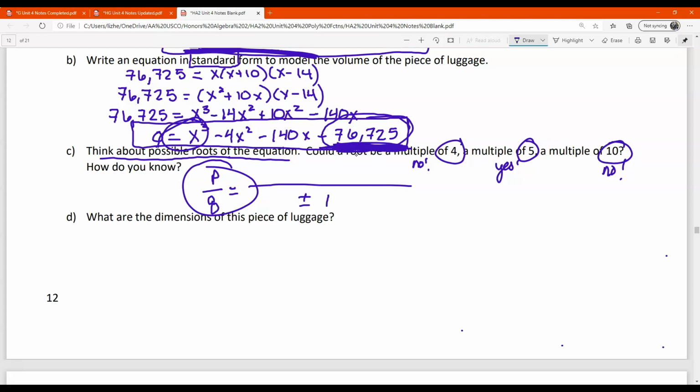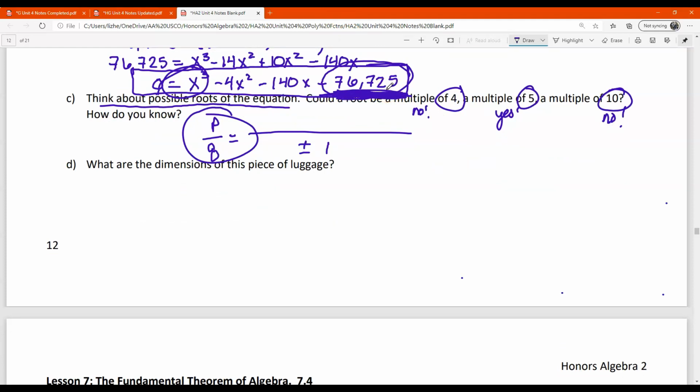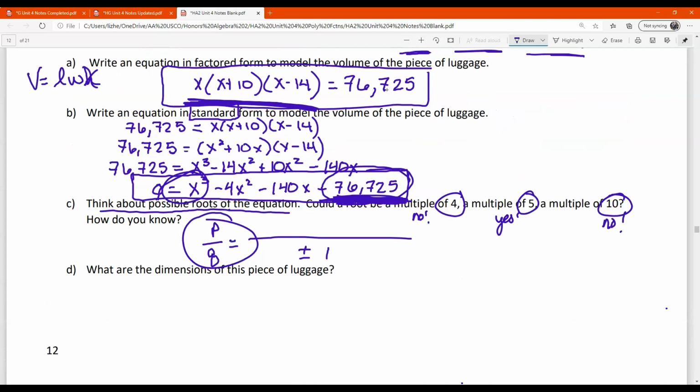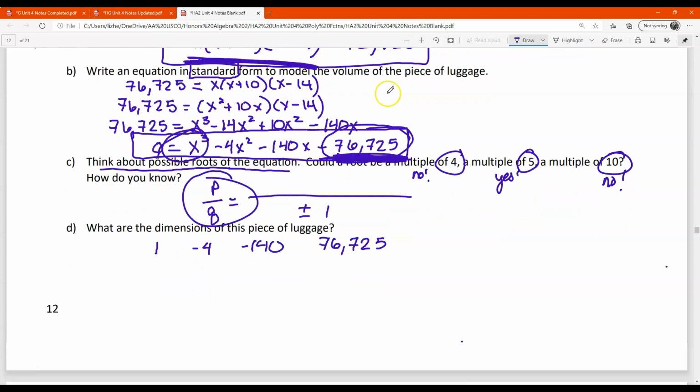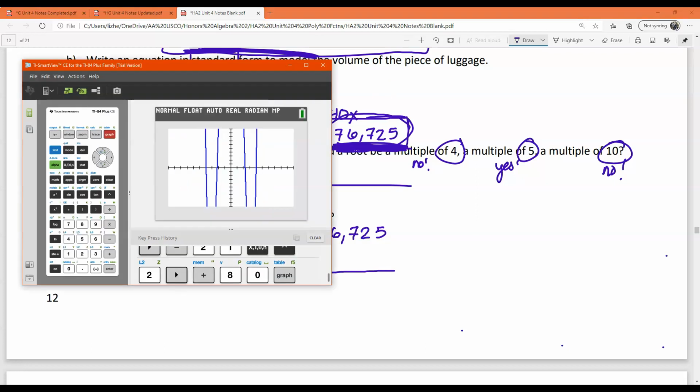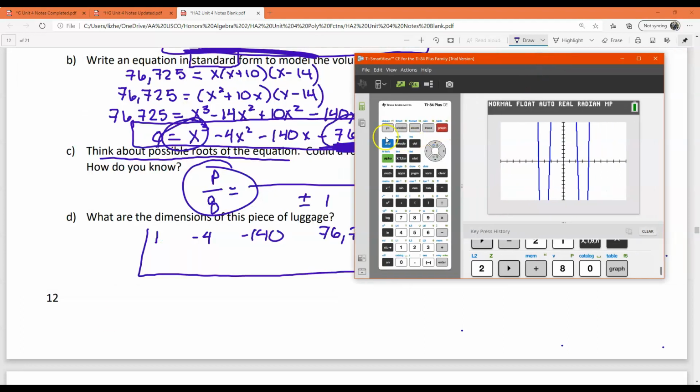Okay, D. What are the dimensions of this piece of luggage? Well, let's take our standard form, which is right here, and we have our coefficients: 1, negative 4, negative 140, 76,725. Those are our numbers. Stick that in your graphing calculator. Maybe we should just do that. Let's put it in our graphing calculator. I know you want the video to be done, but we'll just get this done real quick.